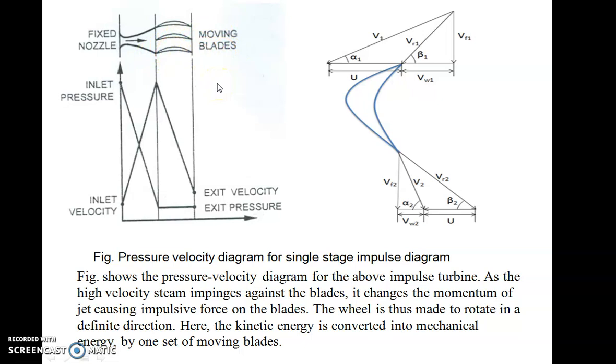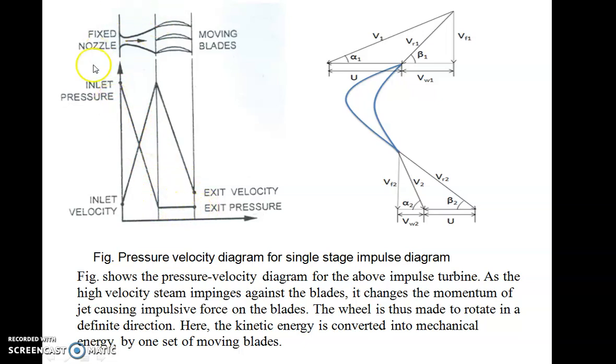That is the speciality of the impulse turbine. If you remember, in hydraulic turbines also, across the runner the pressure was not changing. Only the pressure is changing in the fixed nozzles. So the total pressure energy is converted into kinetic energy. So here the decrement is in pressure. This is a pressure line, from the inlet pressure to the exit pressure.